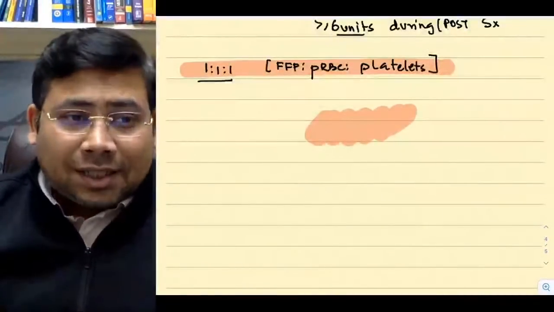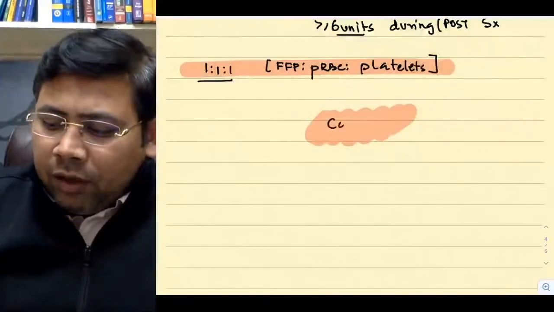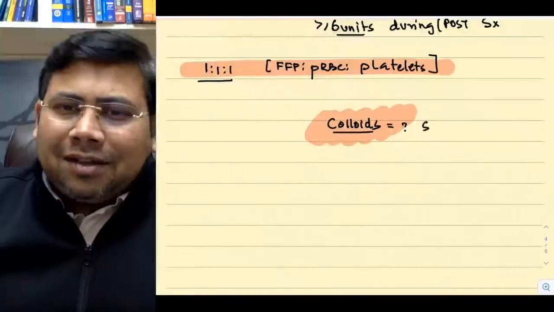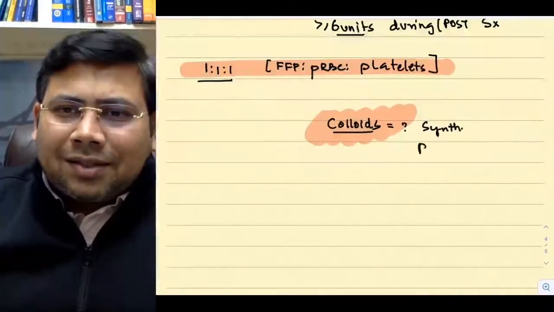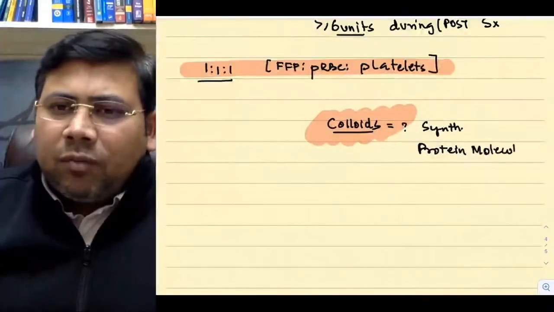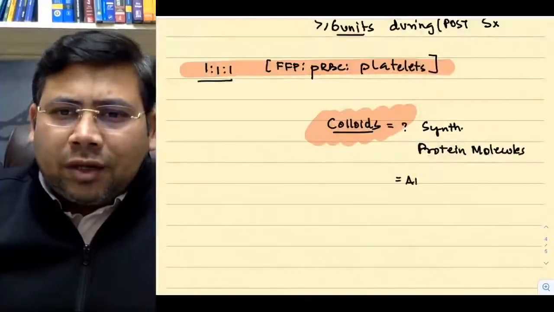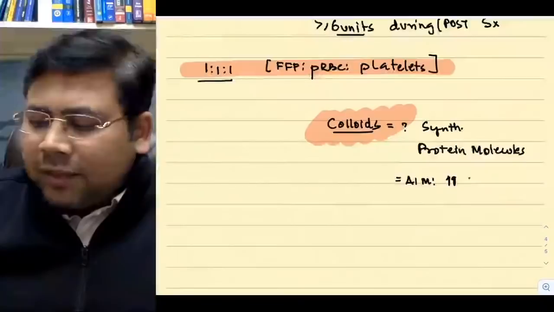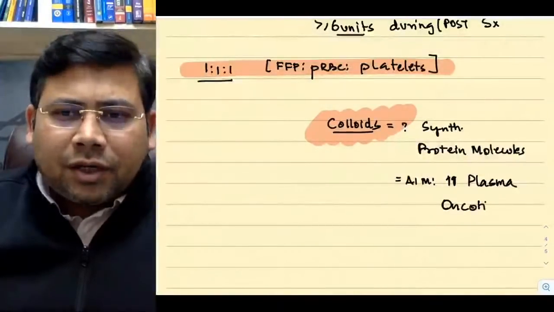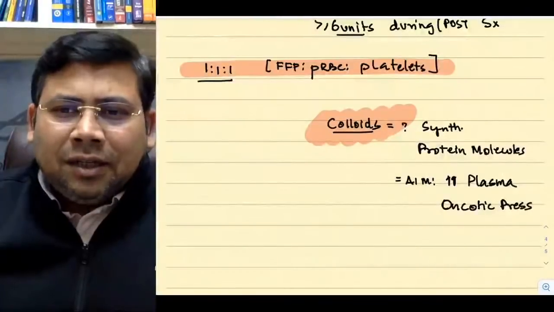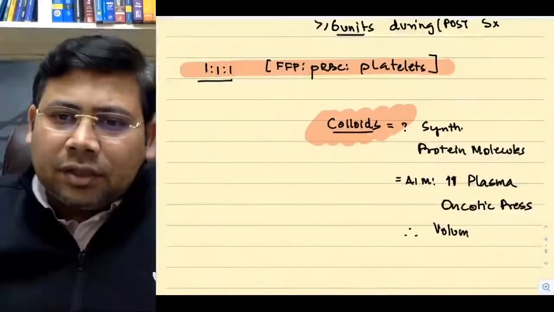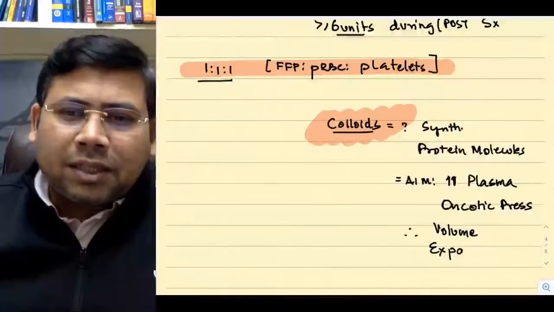damage control resuscitation also, which is again very important. Do you know colloids? What is the beauty of colloids? They are synthetic protein molecules. What is the use of these synthetic protein molecules? Their aim is to increase the plasma oncotic pressure, and therefore they cause volume expansion.